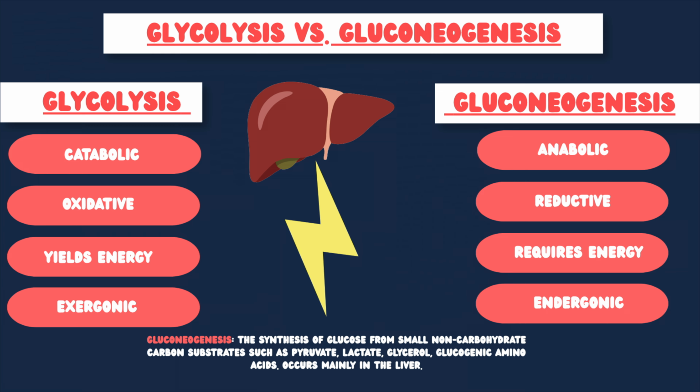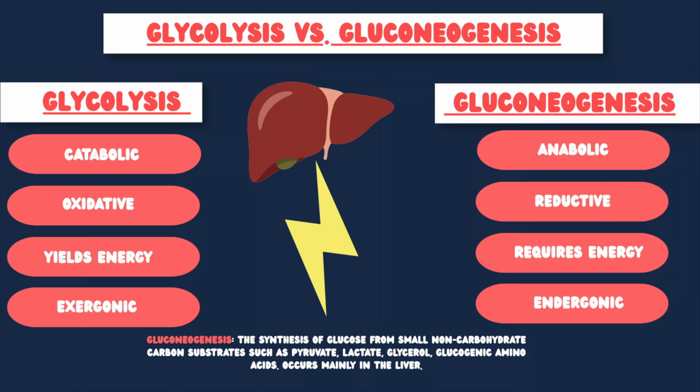spontaneous and exergonic. This completely differs from gluconeogenesis because it's anabolic. Its smaller molecules are upgraded to a 6-carbon molecule. It's reductive. The NADH is oxidized instead of reduced. It actually requires energy. It costs ATP and GTP. And its delta G is positive, so it's non-spontaneous and an endergonic reaction.